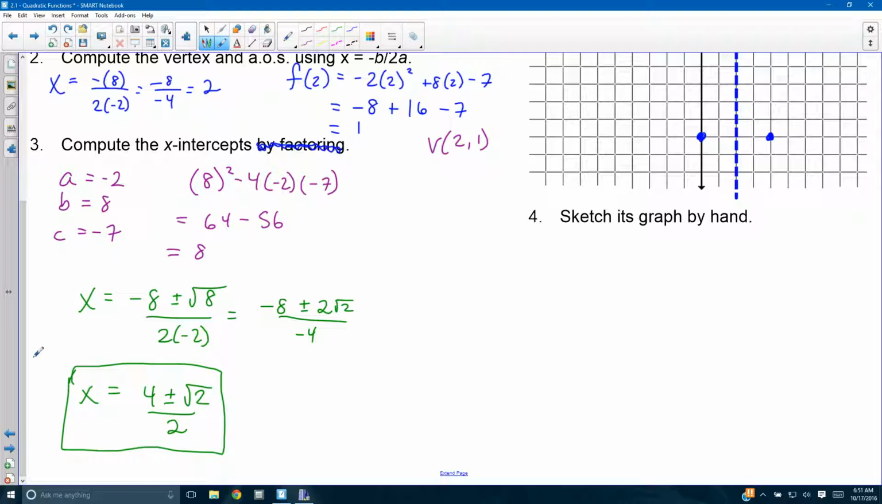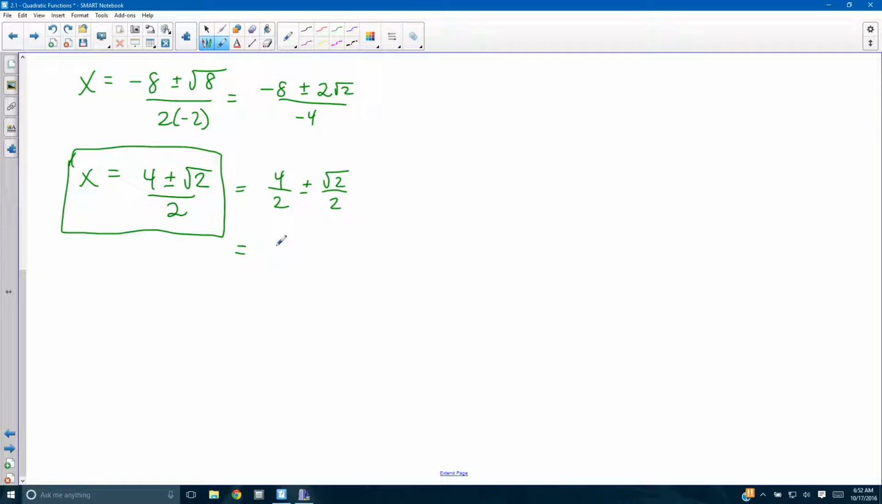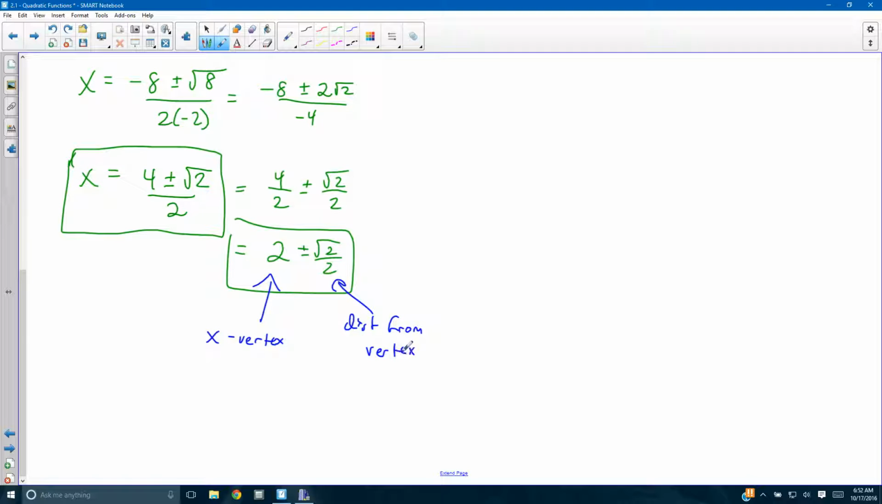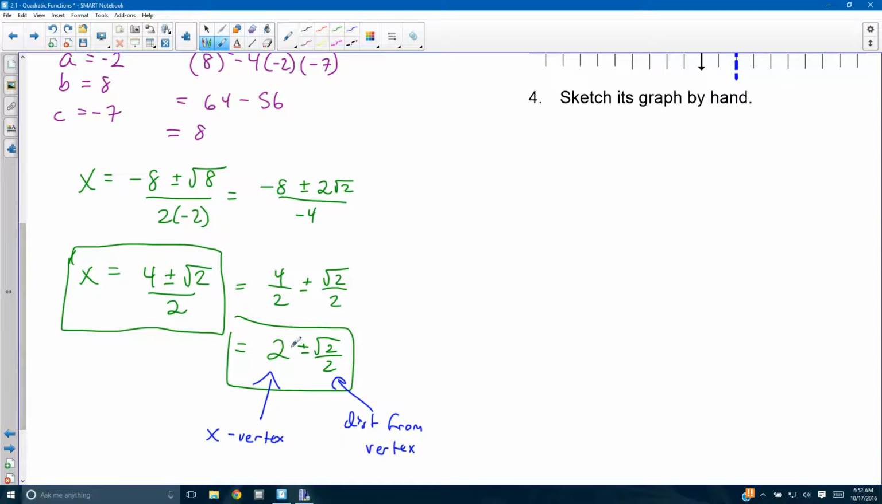I want to show you a little bit more of what I was referring to before. If I split up this fraction, this becomes 4 over 2 plus or minus root 2 over 2. Now, 4 over 2 is 2, and plus or minus root 2 over 2, like that. 2 represents the x value for your vertex. This is the x vertex location. This is the distance from the vertex in the x direction, plus root 2 over 2, minus root 2 over 2.